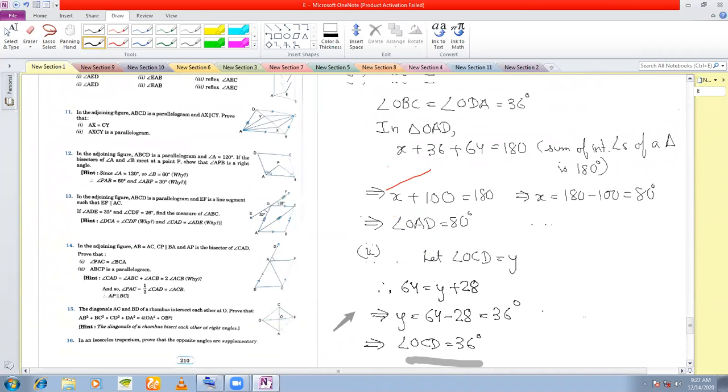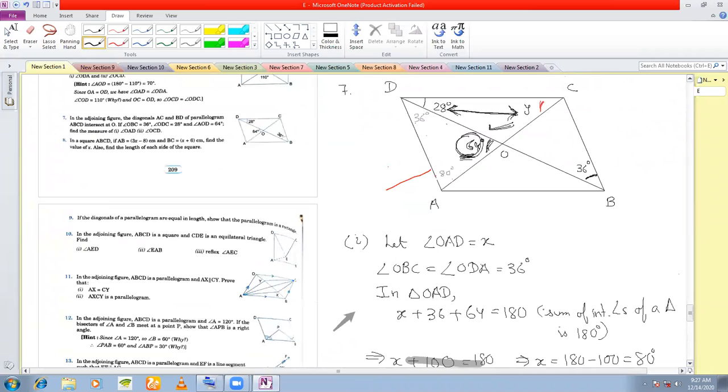We have not used any properties of a parallelogram here. And I'm not saying that this problem does not involve properties of a parallelogram. But what I mean to say is that there are many ways of doing a particular problem. The way I have found x and the way I have found y is not the only way of finding x and y. There are many other ways. There are at least three ways you can find the unknown angles here.